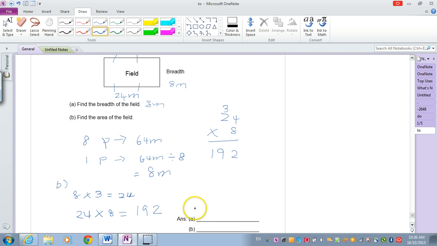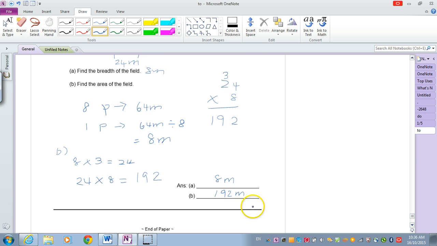So now fill in your answer into the blank. So remember, A, find the breadth of the field. So A is 8 meters, which we found earlier. And B, find the area of the field. Now it's 192. Now please remember your units is in meters, do not put cm. So B is area, so it will be 192 square meters. Alright, that's all for revision set 2. Thank you.